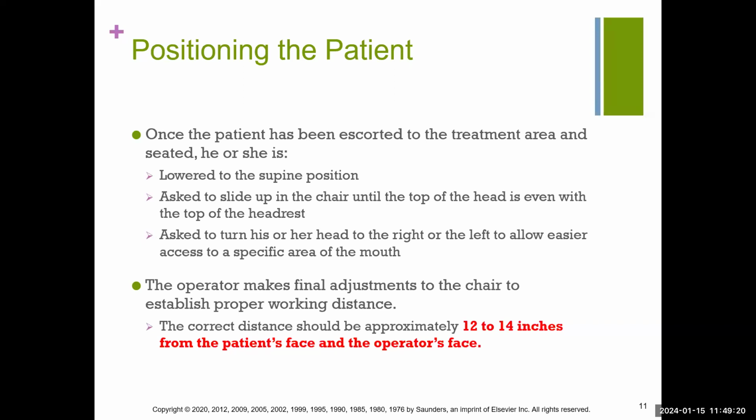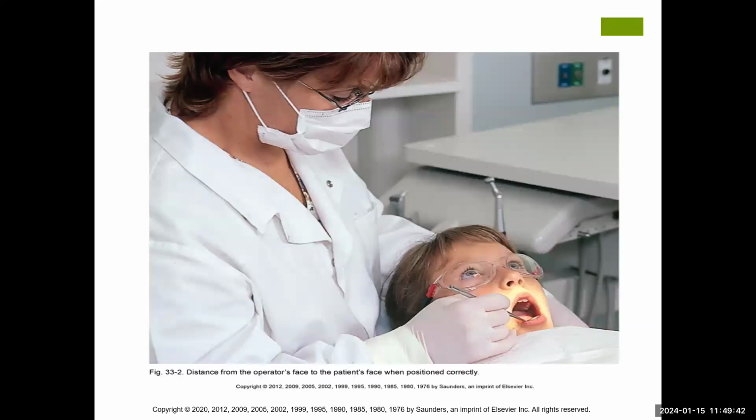And the correct distance, for your working distance, should be 12 to 14 inches from the patient's face and the operator's face. So think of a ruler, a standard stick ruler that they sell. Just picture the length of that. So from the operator's face to the patient should be around that, if not 1 or 2 inches more. Okay, and this is standard. You see this picture here. This is in your textbook. This is a standard, like 12 inches away from the patient's face.